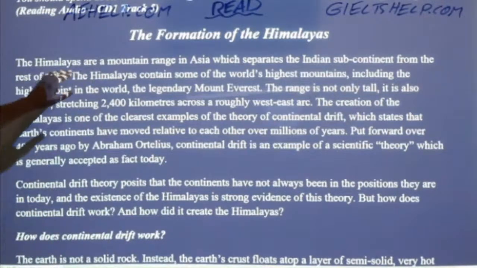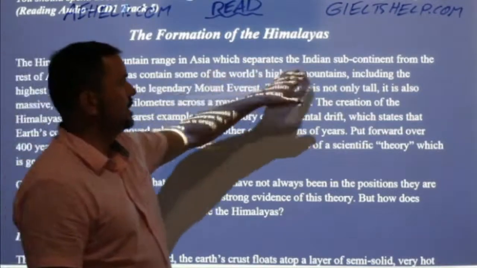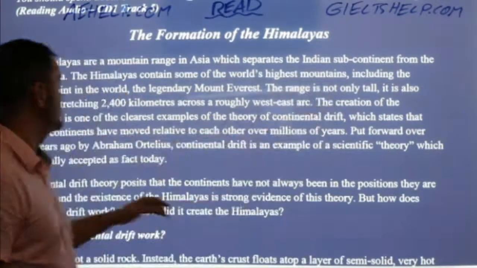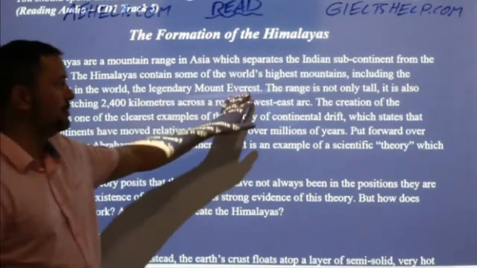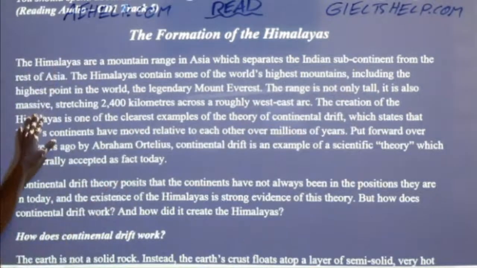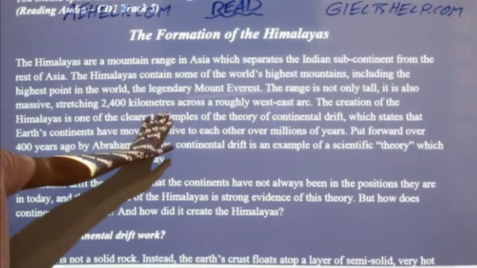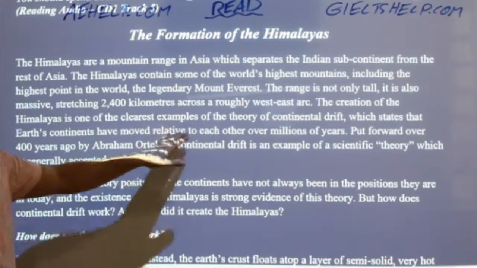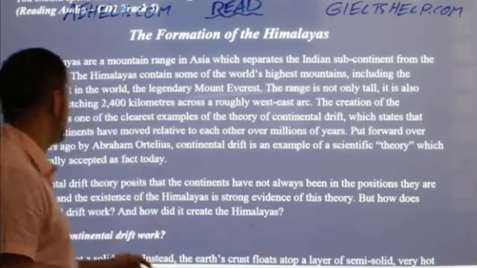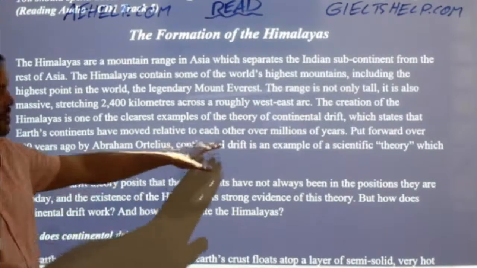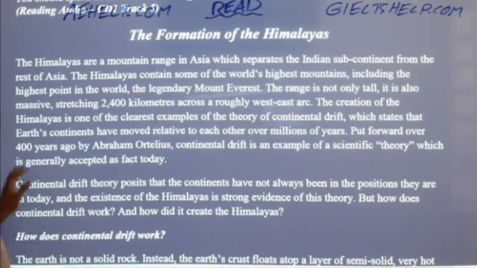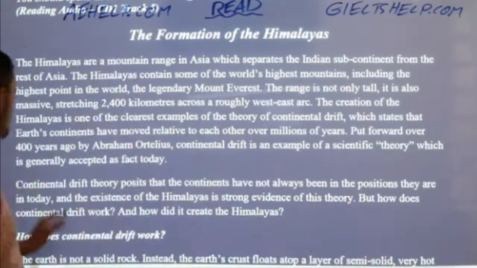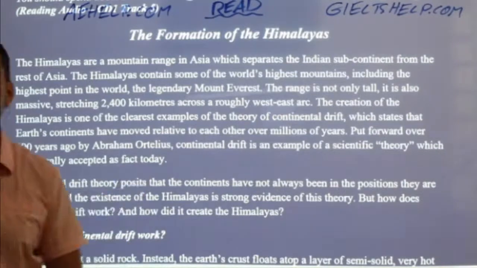Read with me. The Himalayas are a mountain range in Asia, which separates the Indian subcontinent from the rest of Asia. The Himalayas contain some of the world's highest mountains, including the highest point in the world, the legendary Mount Everest. The range is not only tall, it is also massive, stretching 2,400 kilometers across a roughly west-east arc. The creation of the Himalayas is one of the clearest examples of the theory of continental drift, which states that Earth's continents have moved relative to each other over millions of years. Put forward over 400 years ago by Abraham Ortelius, continental drift is an example of a scientific theory, which is generally accepted as fact today.